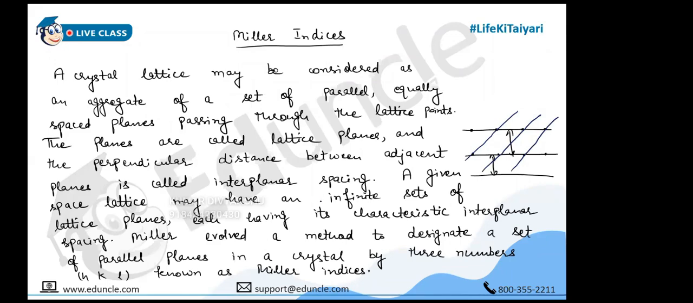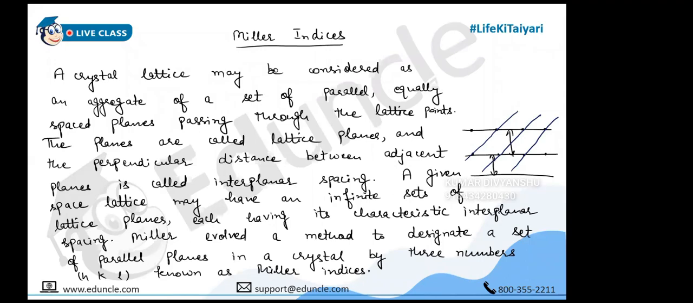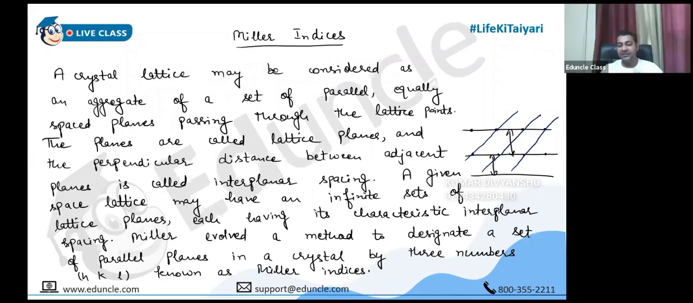Now, how to identify which set of planes we are talking about, whether this one or this one? For that, Miller devised the method to calculate the Miller indices, and they will be unique for a set of parallel planes. It means Miller indices are going to be different for these black planes and for these blue planes, and similarly for all sets of parallel planes. So these are a set of parameters which we use to identify a set of parallel planes, not a single plane, but all the parallel planes. They are represented by the same Miller indices.